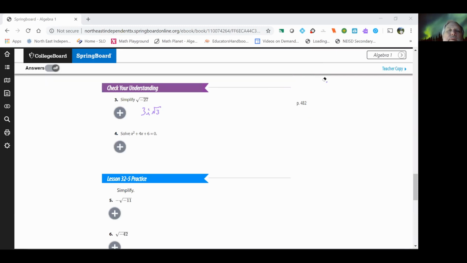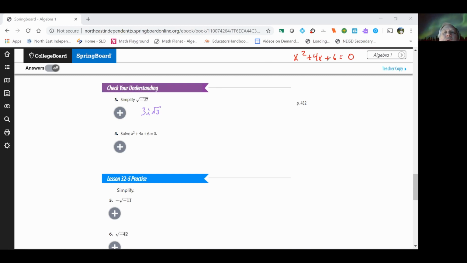All right, so let's go ahead and do item number 4. Check your understanding. We're going to solve x squared plus 4x plus 6. So we could think of different ways that we can do this. We can try factoring. In that case, I would be looking for factors of 6 that when you add them together, you get 4. The factors of 6 are 1 and 6, that adds to 7. 2 and 3, that adds to 5. So it cannot be factored.